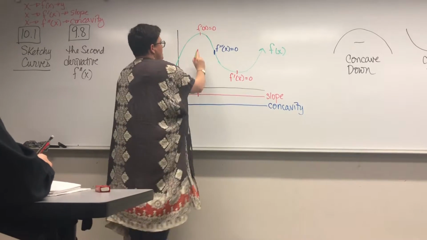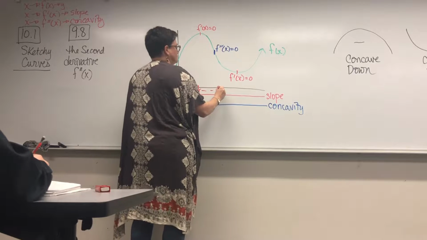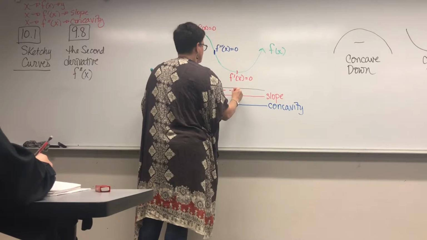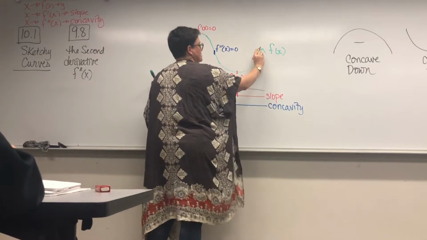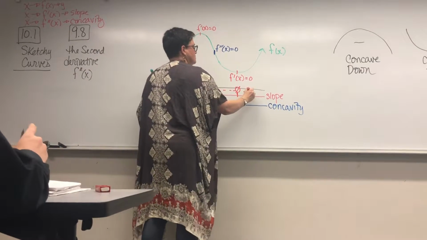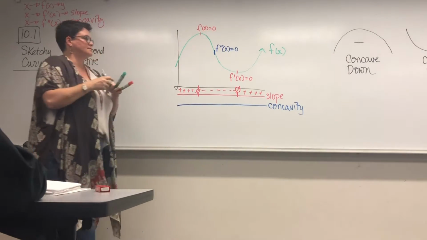Okay, so what about this x region? What kind of slope do we have? It's negative, up to this point, and then we get another 0 slope. And then after this, what kind of slope do we have? Positive. Okay. All right, that's not so bad.